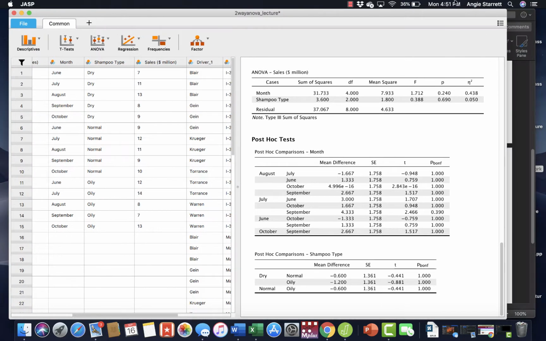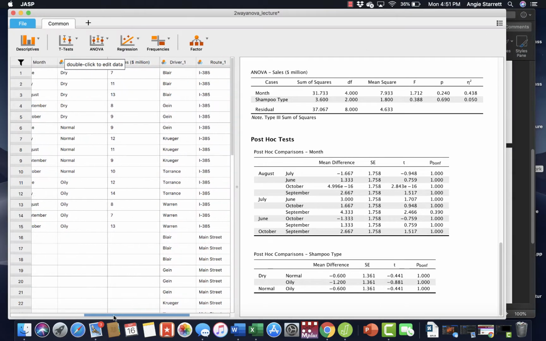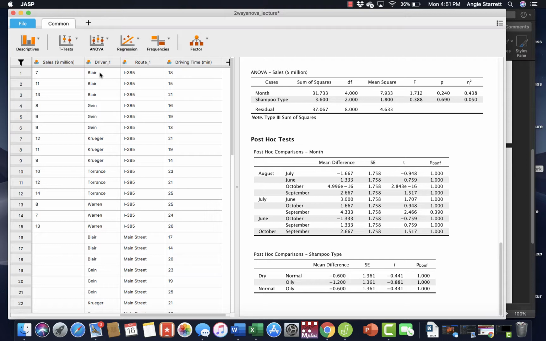All right, so if we scroll over in our data, we see now let's look at this. We have Blair, I-385, and for that combination of factors, we have our 3 observations. We have 18, 15, and 21. So we have that replication or sampling of each factor by factor crossing. All right, we cannot in JASP just do an interaction plot without doing an ANOVA. So let's go ahead and do everything, but we'll start by talking about the interaction plot.